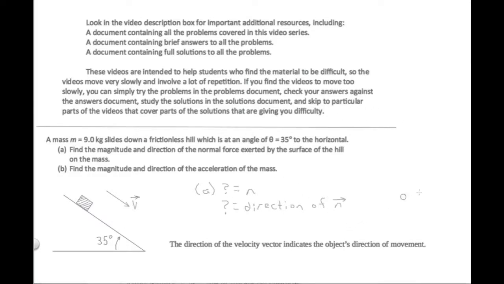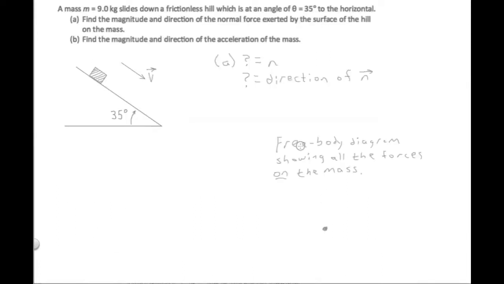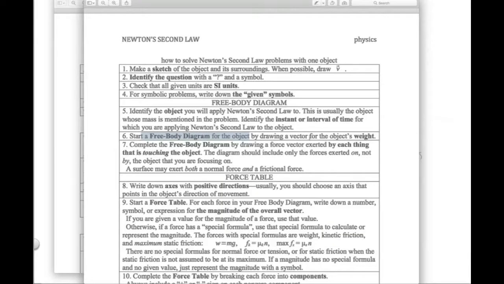So now let's start our free body diagram. I encourage you to label exactly who you're going to include in the free body diagram. We're going to include all the forces on the mass. This dot represents the mass. Now remember, we want to start the diagram with a vector for the object's weight.